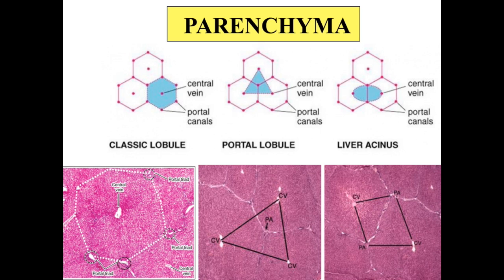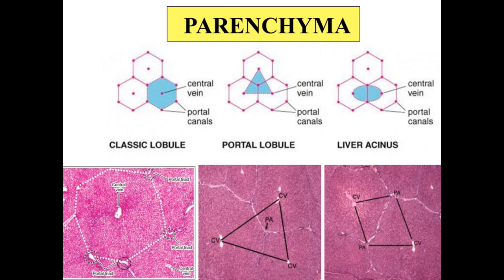The classic hepatic lobule is formed of the hepatocytes that drain their blood into one central vein in the center of this lobule. It is demarcated by connective tissue, trabeculi, and at the corners of this lobule there is the portal tract or portal canal.